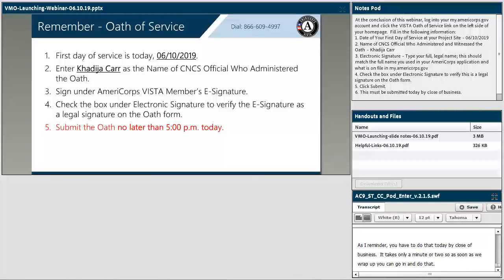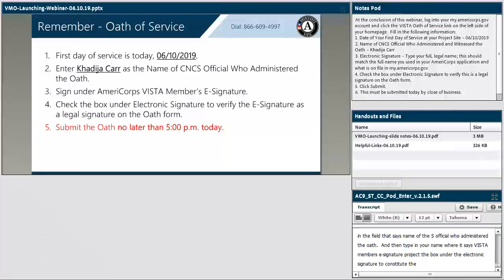And to make sure you've got the correct details, we're going to quickly review the electronic oath instructions one more time. So today is your official first day of VISTA service. That's June 10th, 2019. Type in Khadija Carr in the field that says name of the CNCS official who administered the oath, and then type in your name where it says e-signature, VISTA member's e-signature.